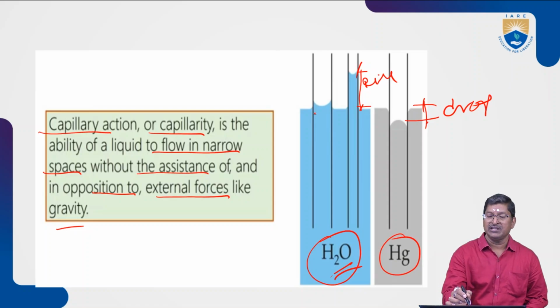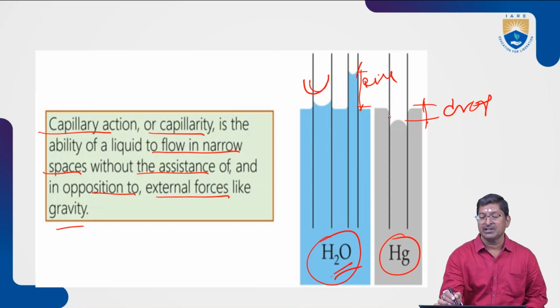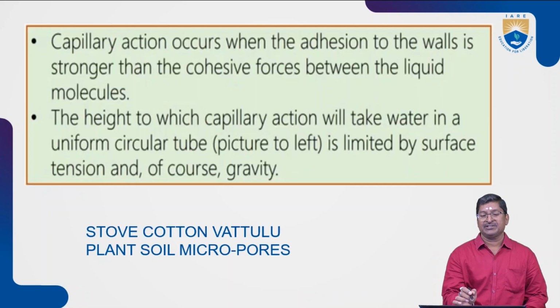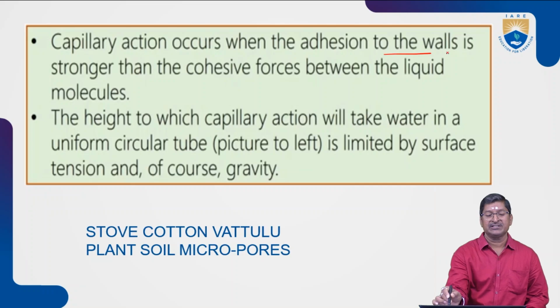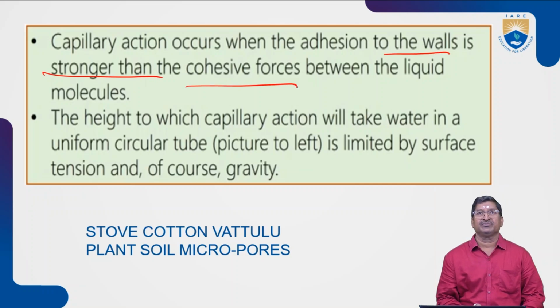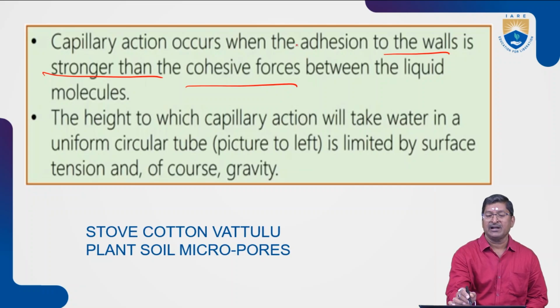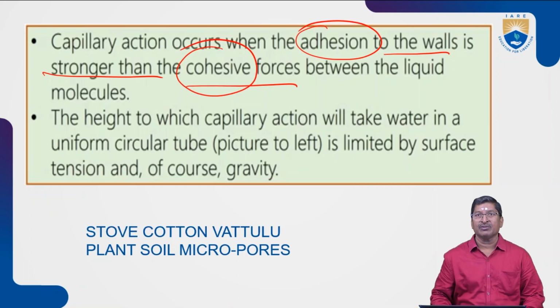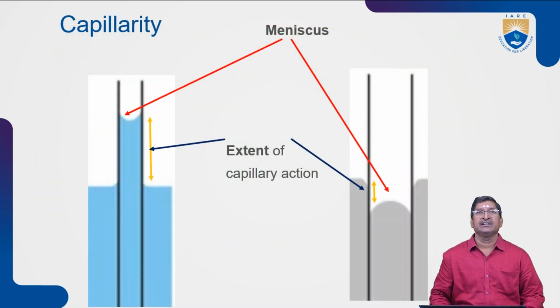Why it is happening, we will see now. Also you can see here the curvature at the surface. Here it is concave, and here it is a convex shape. This capillarity action occurs when adhesion to the walls is stronger than the cohesive forces. Here two types of forces are there. One is adhesion force, another one is cohesive force.